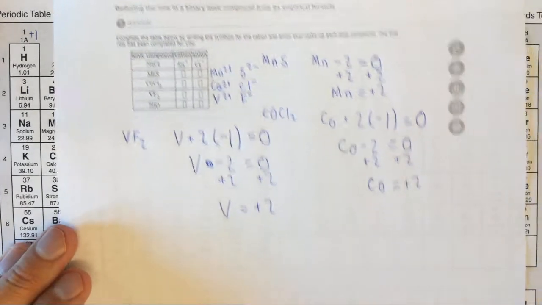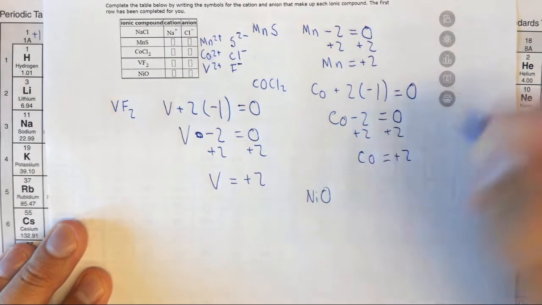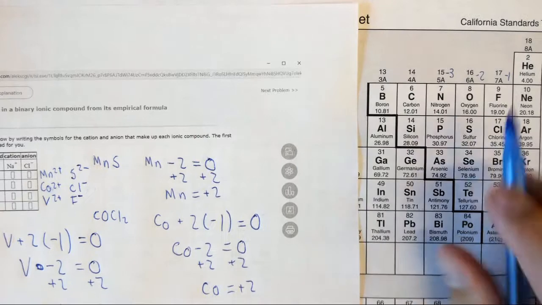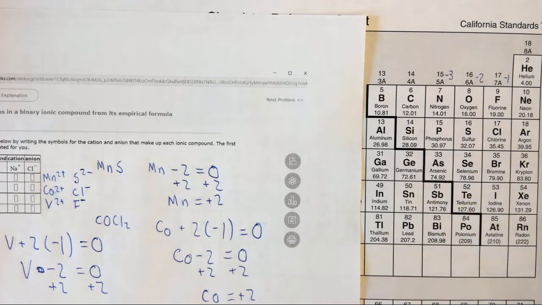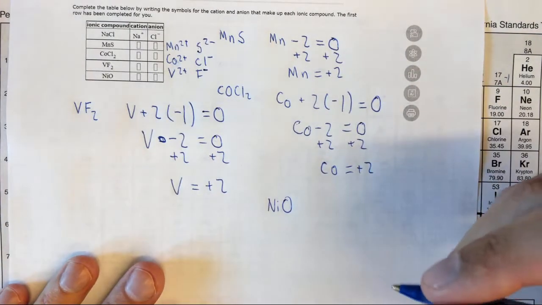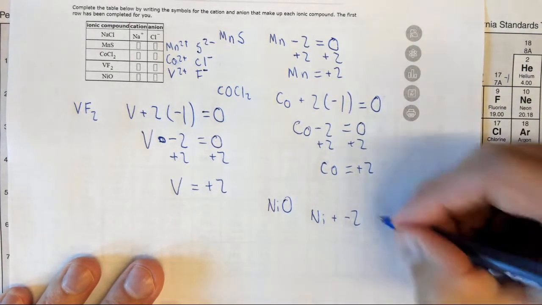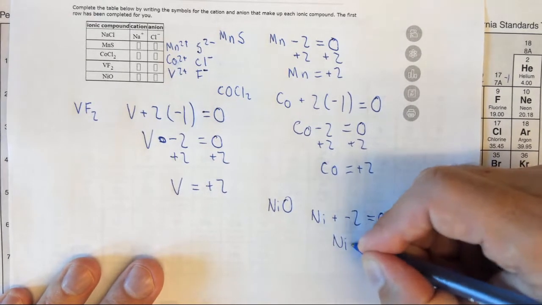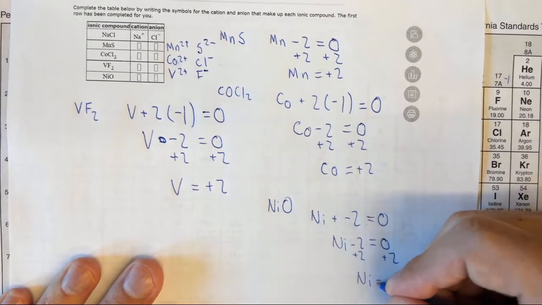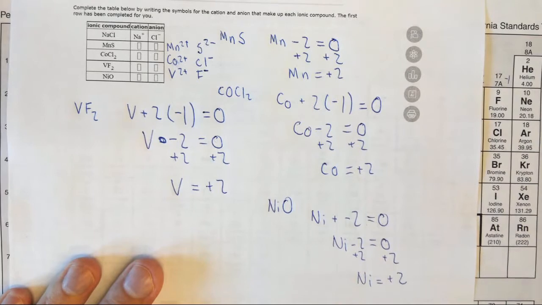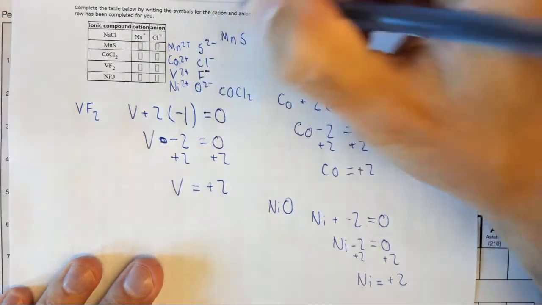Finally, we have NiO, which I'm going to do over here. Nickel is also a transition metal. Oxygen is in 6A just like sulfur, so it forms -2 charges. Another way, oxygen wants to gain 2 electrons to be like neon. Exact same thing. Ni plus -2 equals 0, or simply Ni minus 2 equals 0. Add 2 to both sides. Ni equals +2. So Ni is 2+, and O is 2-.